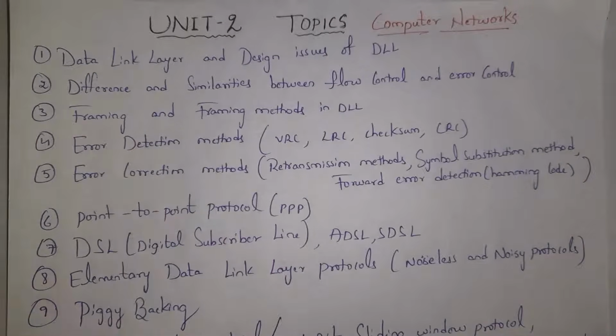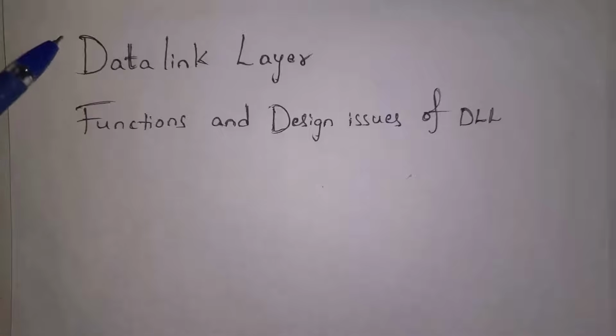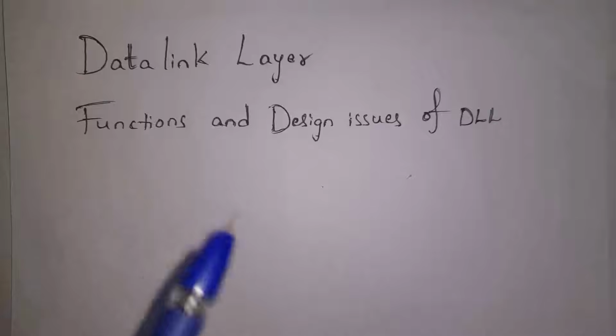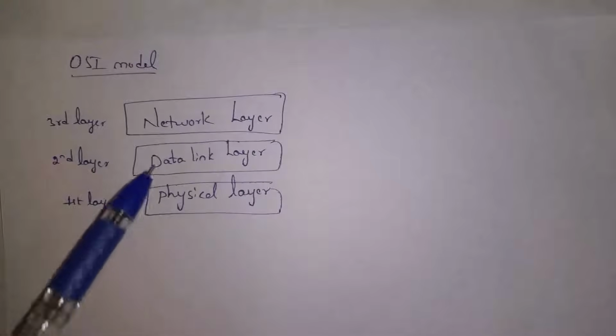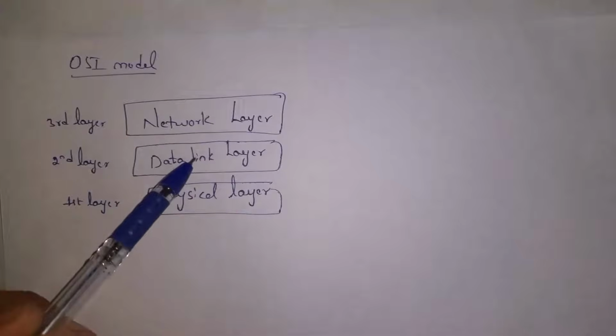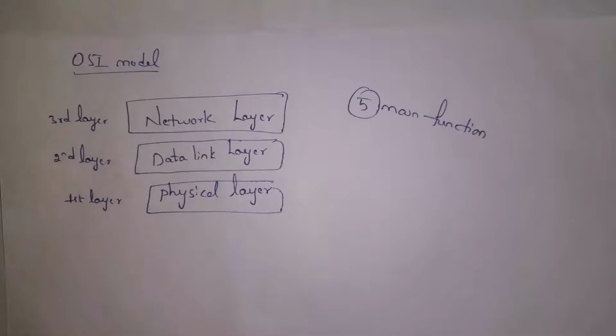Let's get started. At first, I will explain what is data link layer, and I will explain functions and design issues of data link layer. Data link layer is the second layer of the OSI model. It is present above the physical layer and below the network layer. Guys, data link layer will perform 5 main functions. I will explain each of them in detail.